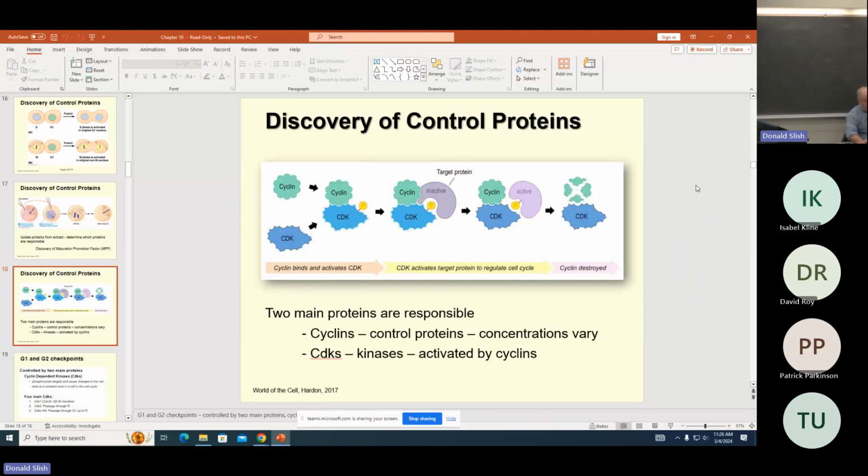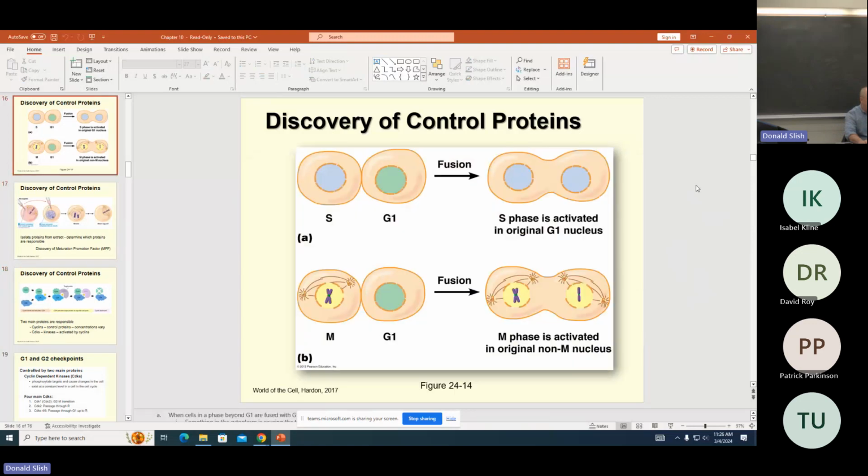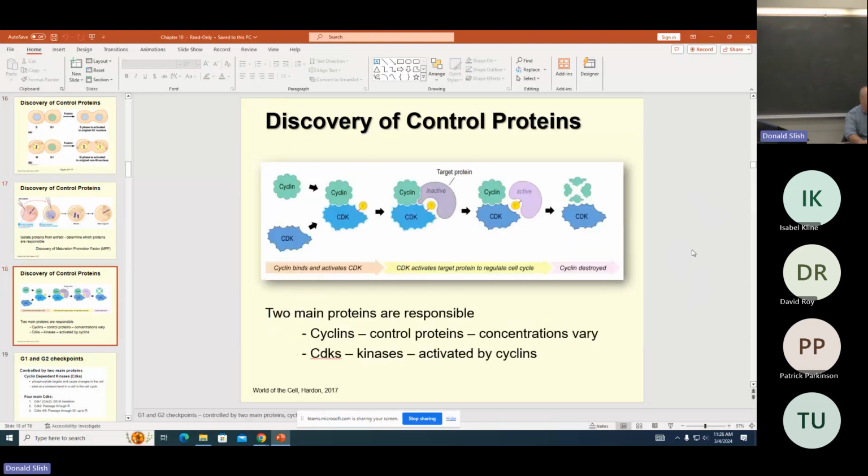So that's kind of interesting too. The degrading part keeps you going forward in the cell cycle. So if you look back at these experiments, you're always going forward in the cell cycle, never backwards. So it's a clock. It only goes in one direction. So we've got these two different proteins that are going to be important, cyclins and CDKs.